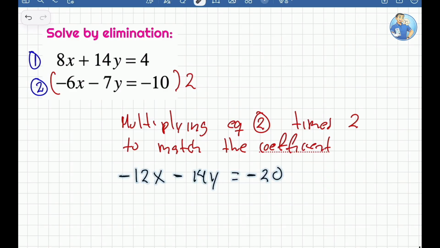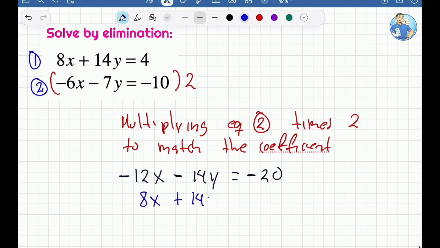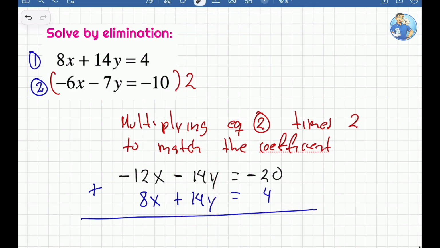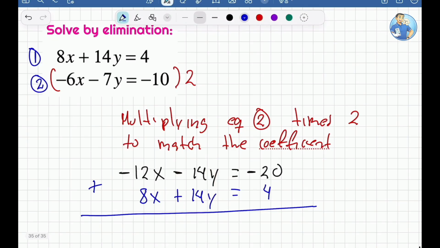Then we are going to add the equation 1. Let me copy the equation 1. This is 8x plus 14y equals 4. Then this would be an addition. If we perform this addition, we will have the elimination, because we can cancel out this term, and it becomes easier. What would be minus 12x plus 8x? This is negative 4x. Then here comes the elimination.